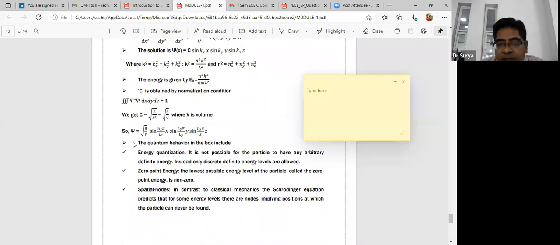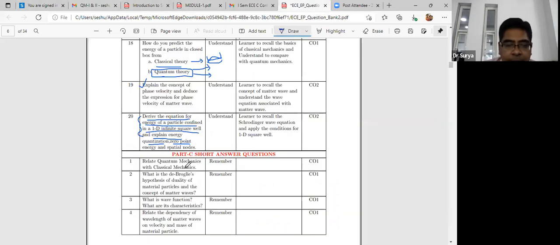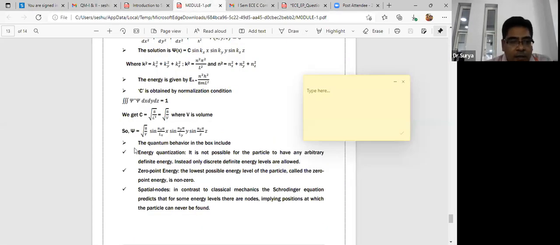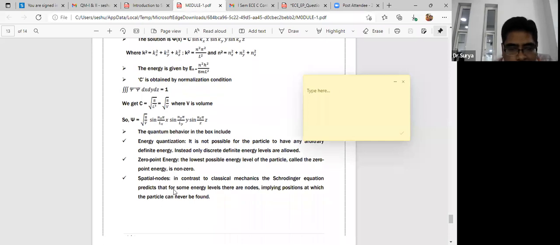So these are the points that are to be discussed for this question, that is, explain the energy quantization, zero-point energy, and spatial nodes. It is directly given here. Just go through these points.